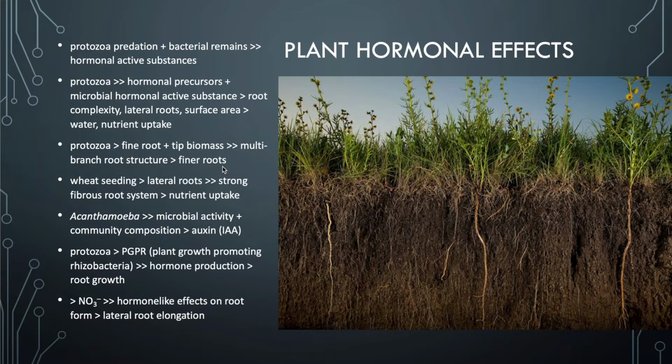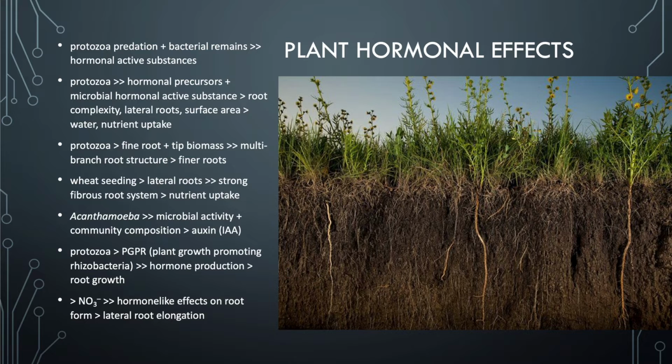And of course, that depends on the plants, as some plants also have their mycorrhizal fungal partners on their roots, which further extend the root system and increase its surface area, and that would also be influenced by protozoa grazing activity. For example, wheat seedlings have increased lateral roots and strong fibrous root system production, which leads to increased nutrient uptake when protozoa are present.